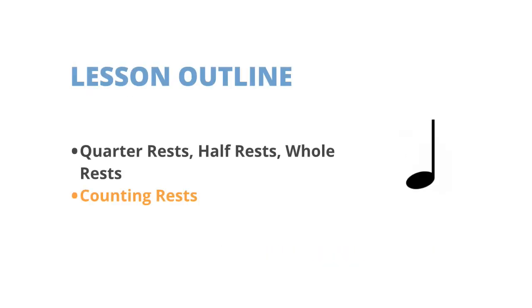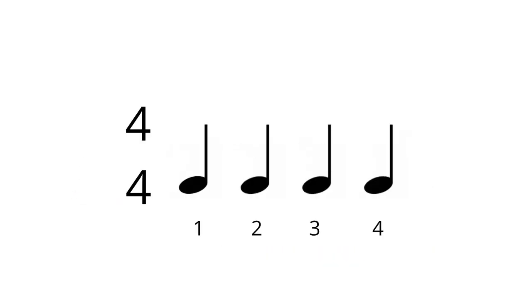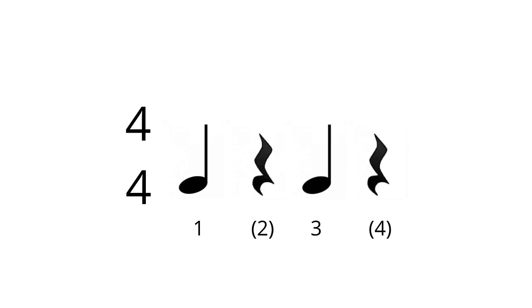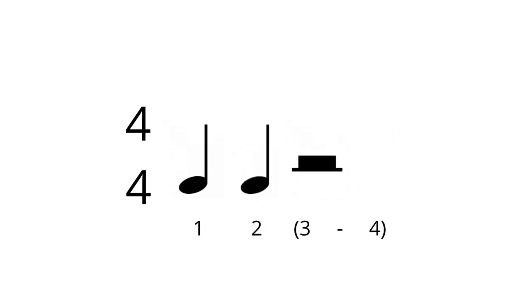So how do we count rests? You remember how we count 4 quarter notes, one count for each note. The counting is essentially the same, except we mark the rests in parentheses. A half rest lasts 2 beats. In this case, it's beats 3 and 4 where we rest.